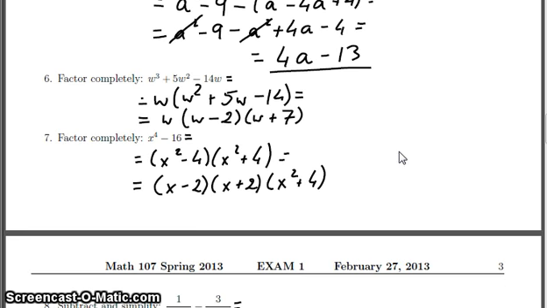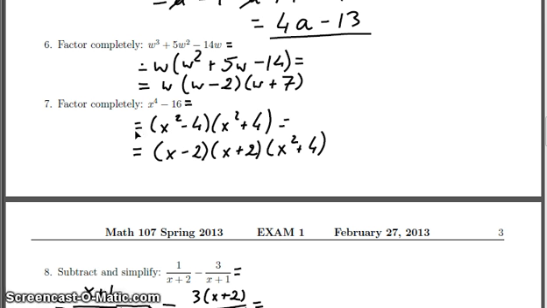Problem 6, factor completely. w cubed plus 5 times w squared minus 14 times w. And you factor out w, and then you have w times a quadratic binomial. And this quadratic binomial factors into w minus 2 times w plus 7. 7 times negative 2 is negative 14, and 7 minus 2 is 5. So this is a factored form of this polynomial.